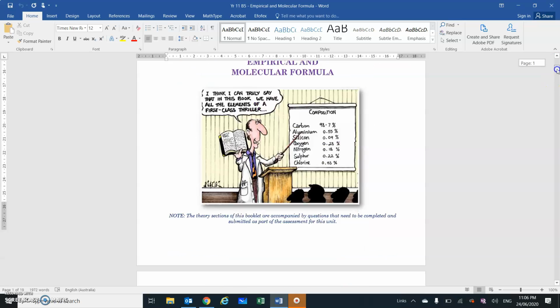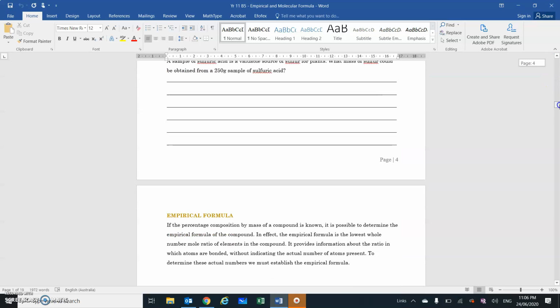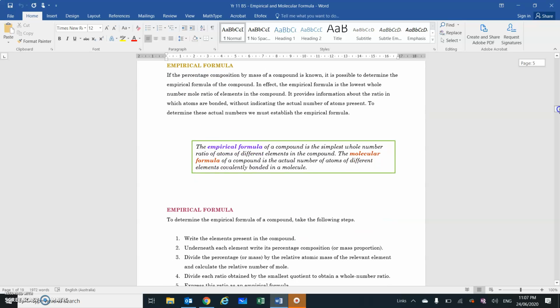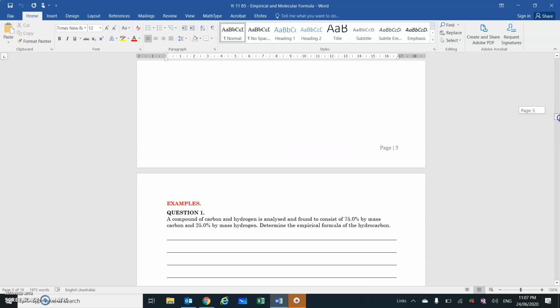Okay, so this is booklet 5 of the Year 11 chemistry booklet, and I'm scrolling all the way down to page 5. So empirical formula. Have a read of this page, but the empirical formula is basically the formula where you have the lowest number of mole ratios of the elements in the compound. So the simplest whole number ratio of atoms as well. So let's look at the examples.